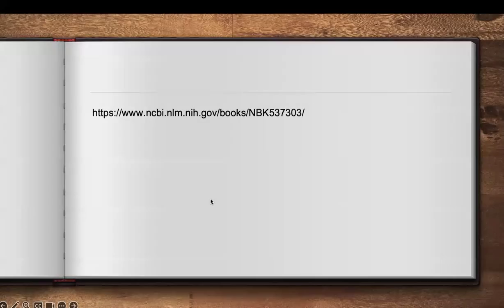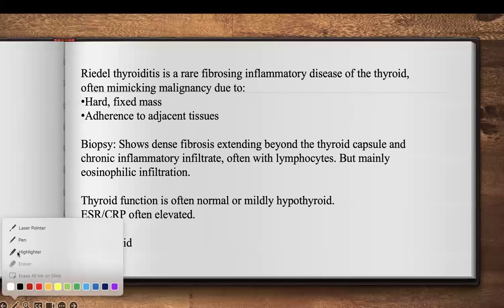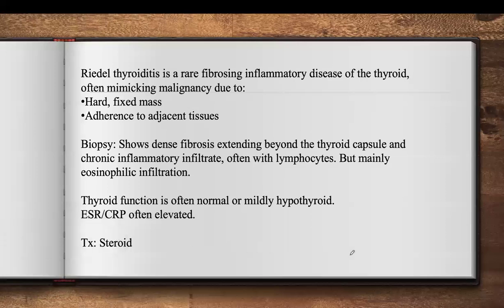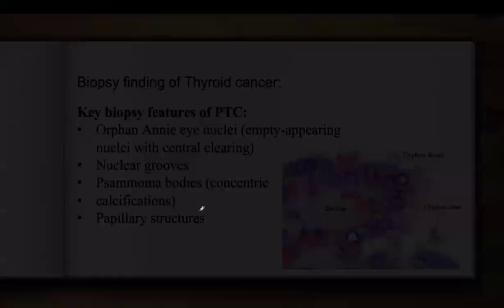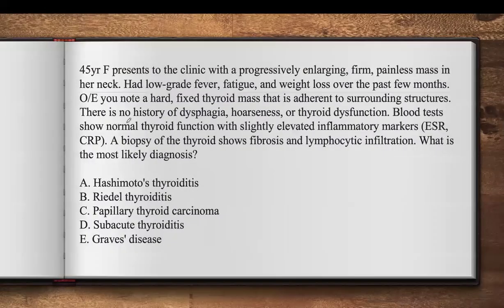The main finding in Riedel's thyroiditis, you already have got an idea. It is a fibrosing thyroiditis, a fixed hard mass. One of the important things, which is not in this patient, is that this kind of patient has a lot of dysphagia and hoarseness of voice because it grows and can start compromising the airway. But if it is not too big, then they will not get these symptoms. So just because there is no dysphagia or hoarseness, do not rule out Riedel's based on that.